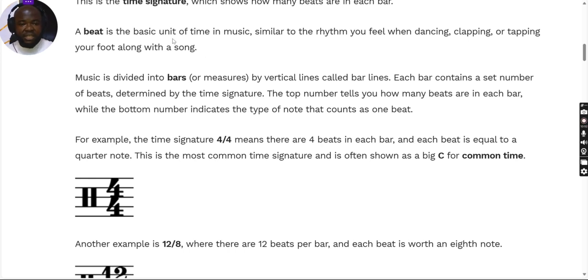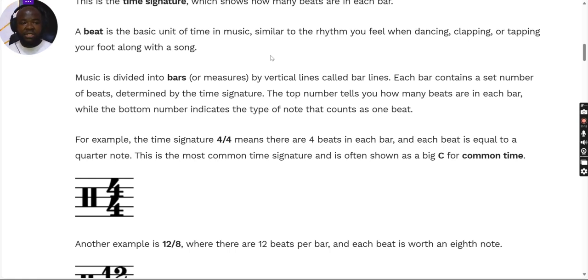A beat is the basic unit of time in music, similar to the rhythm you feel when dancing, clapping, or tapping your foot along to a song. Music is divided into bars or measures. When you hear bars or measures, they're referring to the same thing, separated by vertical lines called bar lines.